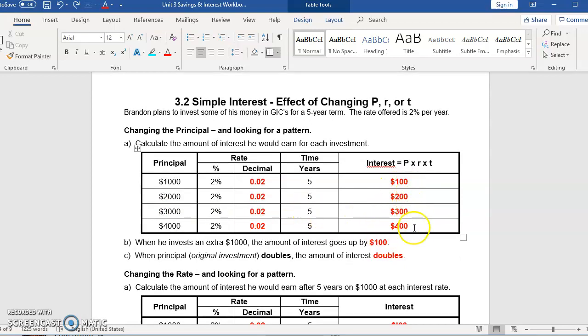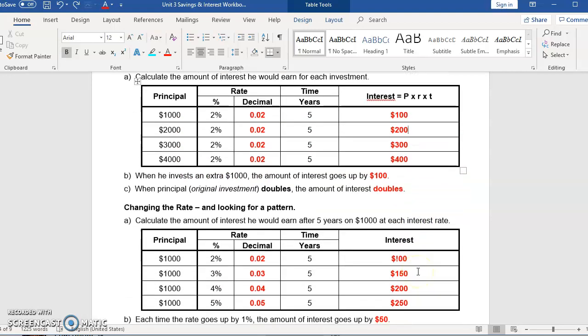As you can see, when principal or our investment doubles, so say 1,000 to 2,000, 2,000 to 4,000, the amount of interest doubles. We can see that because 2,000 is double 1,000 and 200 is double 100. 4,000 is double 2,000 and 400 is double 200. So double your principal investment, it'll double the amount of interest you collect.